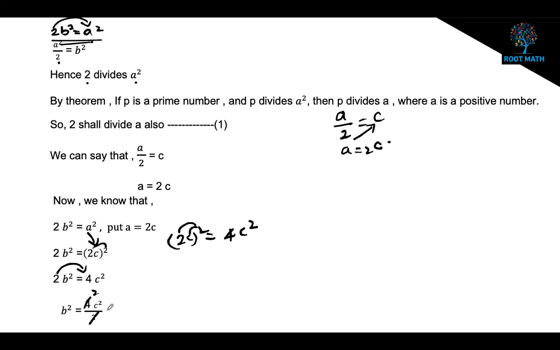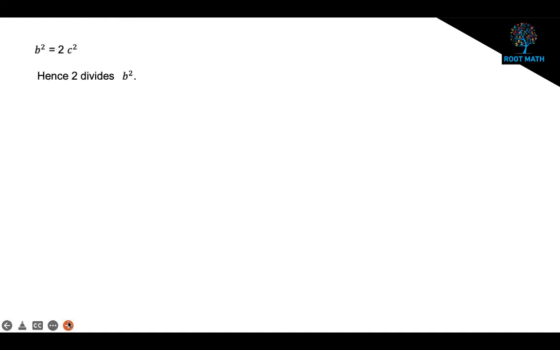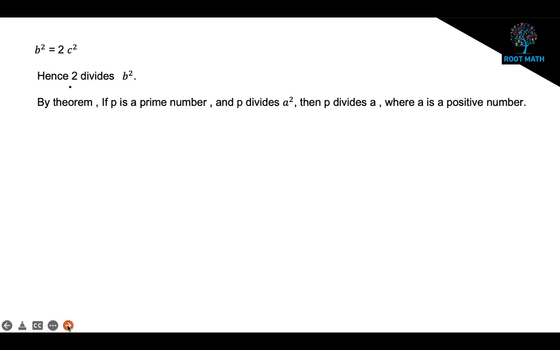Cancel these two. So b squared is equal to 2c squared, which means that, like here, 2b squared is equal to a squared, which means that 2 divides a squared. And here, b squared is equal to 2c squared, which means that 2 divides b squared. Note this point, 2 divides a. Here it comes 2 divides b squared, so according to the theorem statement, 2 divides b also. So from 1 and 2, 2 divides both a and b.